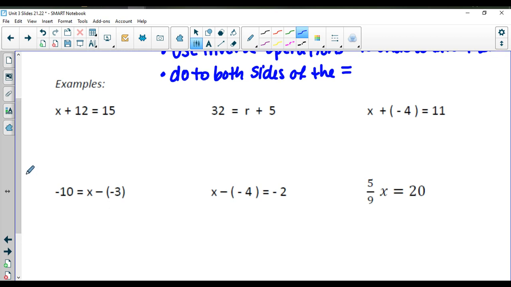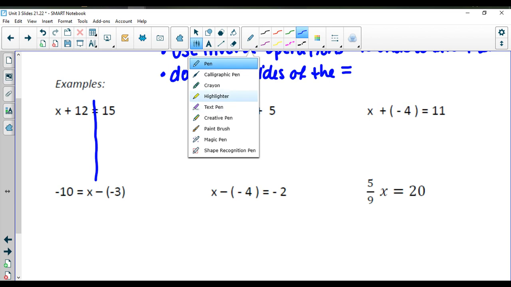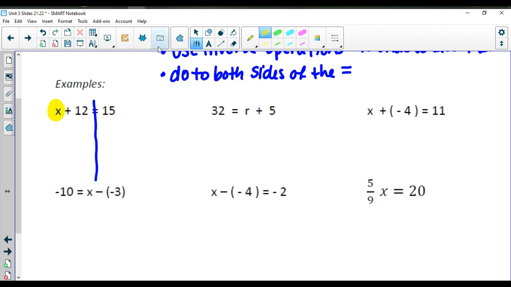So what I'm going to have you do, these are super easy, and I get it that you're going to fight me on showing work, but I want you to start practicing now so you can see how I'm going to be asking you to set these up. First thing first, drop a line down your equal sign. I see x plus 12. X is what I'm trying to isolate. So I am trying to get this x all by itself right now.